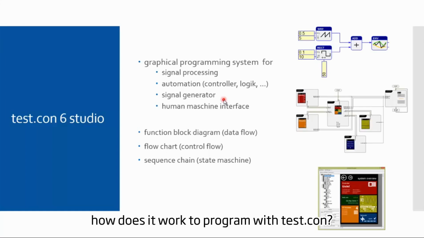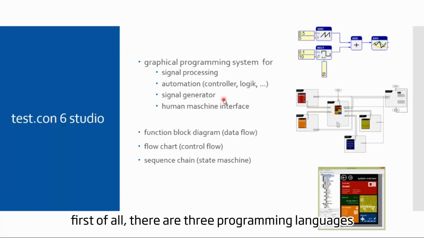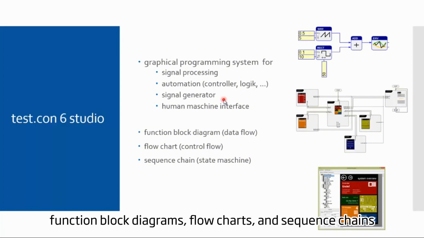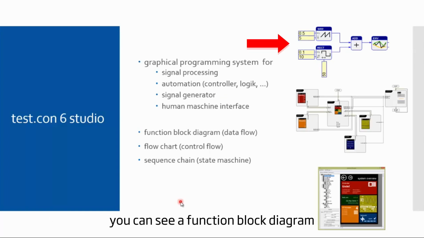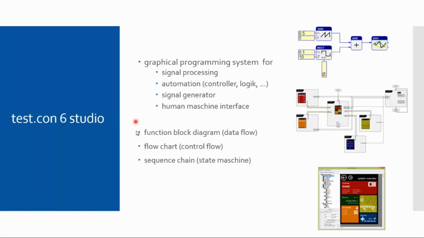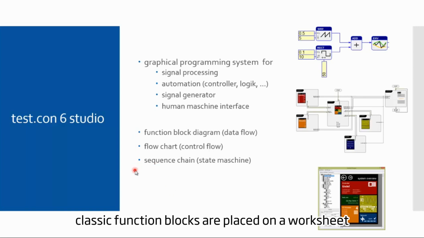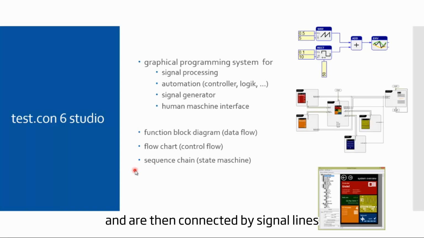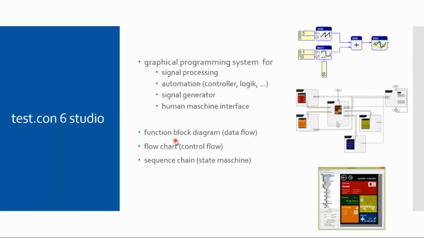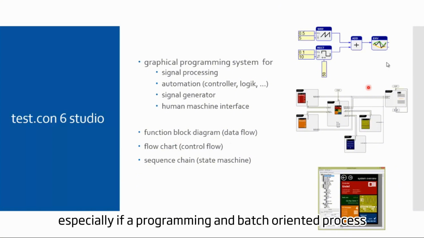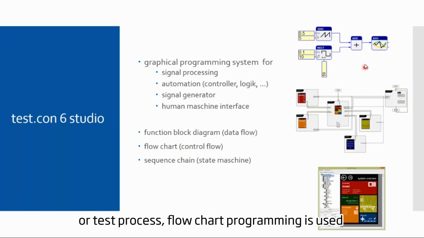How does it work to program with test.con? First of all, there are three programming languages or programming patterns: function block diagram, flowchart, and sequence chain. You can see a function block diagram in the upper corner. Classic function blocks are placed on a worksheet and then connected by signal lines. That is how an application is built, one block after another. Especially for programming a batch-oriented process or test process, flowchart programming is used.